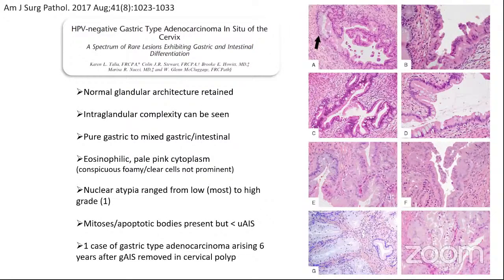And then in 2017, this entity gastric type adenocarcinoma in situ was described. And this is the reason that this has now been included in the WHO, where you have normal glandular architecture retained, just like in usual adenocarcinoma in situ, but you can have either cytologic or architectural complexity within those glands. And they showed gastric phenotype, HPV negative, with minimal mitoses or apoptotic bodies.